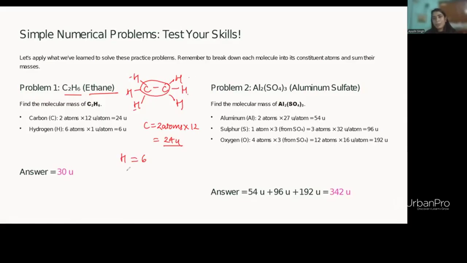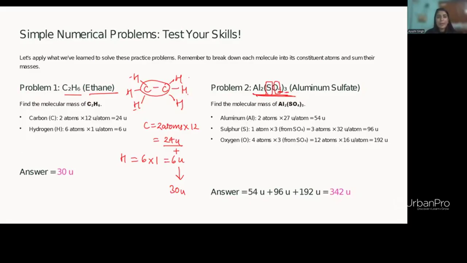I'm pretty sure that you are able to figure out what is atom, what is molecule, right? So 6 into, what is the mass of hydrogen? That is 1. So that is 6U. Now once you add these two, you'll get 30U. Now for aluminum sulfate, you will try to solve this question. You can take sulfur alone and oxygen alone, but do consider this 4 and 3 and try solving, okay?